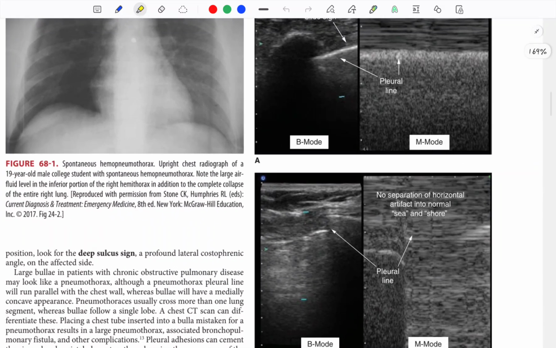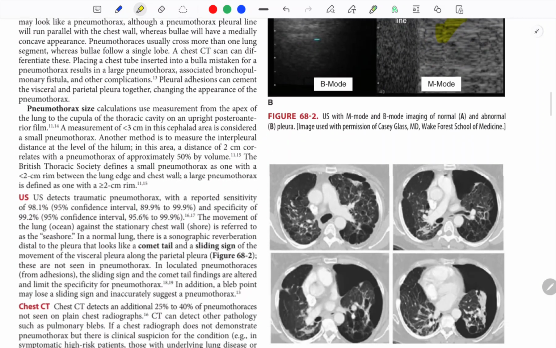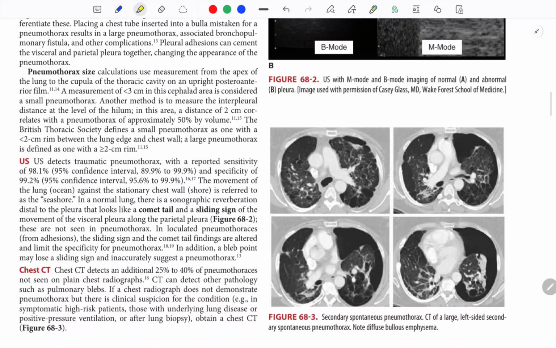Here you can see the normal seashore sign, and this is the normal seashore, and this is the barcode appearance, and you can see a secondary spontaneous pneumothorax developing in a patient in a diseased lung.